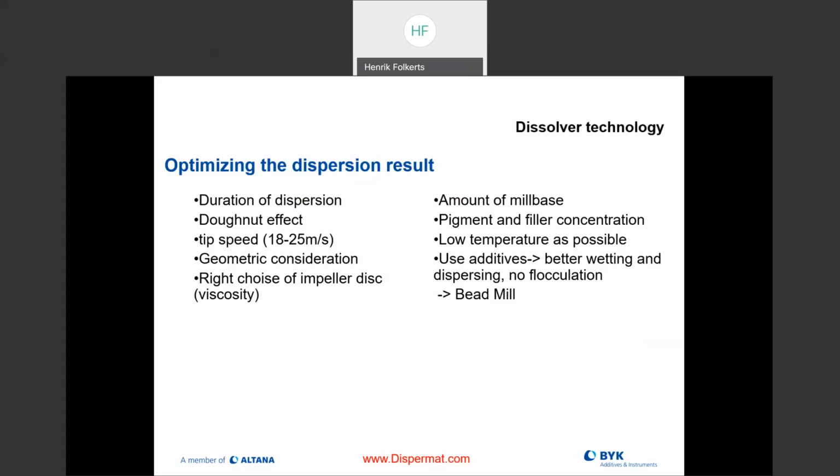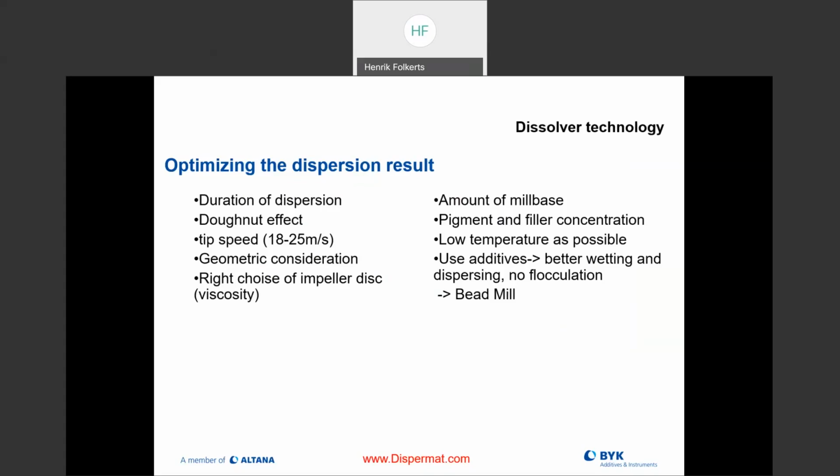If you are hovering anywhere between 6 to 8 to 10 meters per second, you may never reach a proper dispersion, or it will take you much, much longer to get the particle size reduced to where it needs to be. So always look at that and understand that mixers and dissolvers are not the same thing. They're different pieces of equipment, and their costing is different. Mixers are usually much cheaper than a proper dissolver. So be aware of that when you make purchasing decisions.